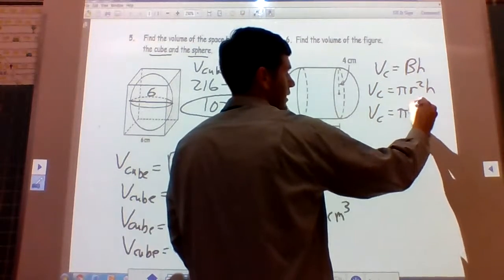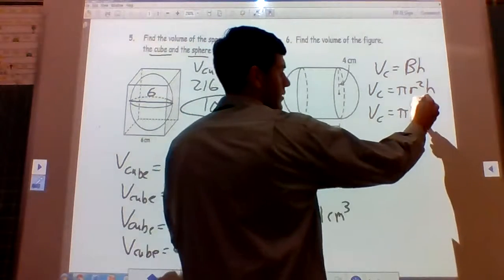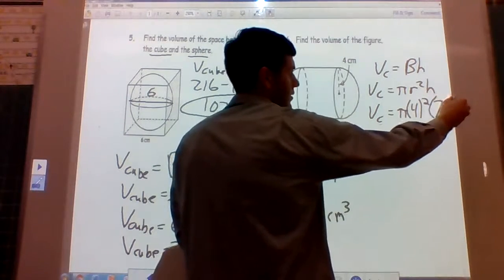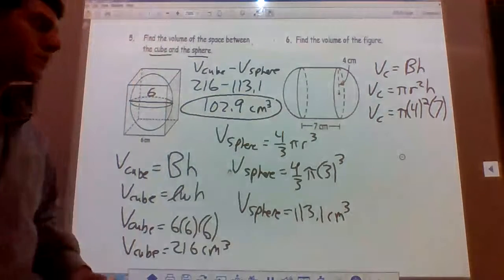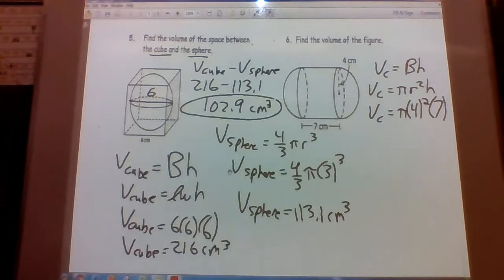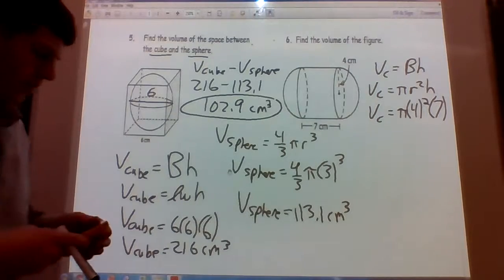So that's pi. The radius here is 4. So 4 squared, and the height is 7. The distance between the two bases is 7. So that is going to be 112 pi, which is 351.9.